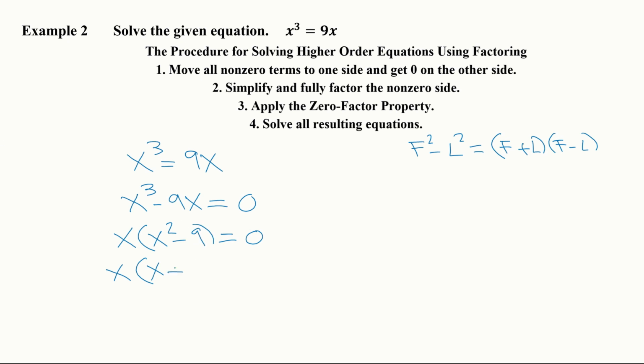So x plus 3 times x minus 3. In case it's been a while since you did algebra, I can show you it's x squared minus 3 squared, right? So notice the role of f is being played by x, the role of L is being played by 3. That's why you get x plus 3 times x minus 3. So now we apply the zero factor property by setting each of these factors. Remember, x by itself is a factor, x plus 3 is a factor, and x minus 3 is a factor.